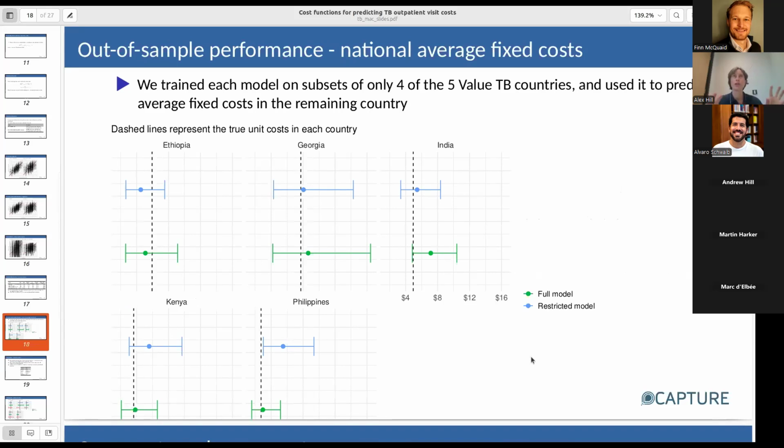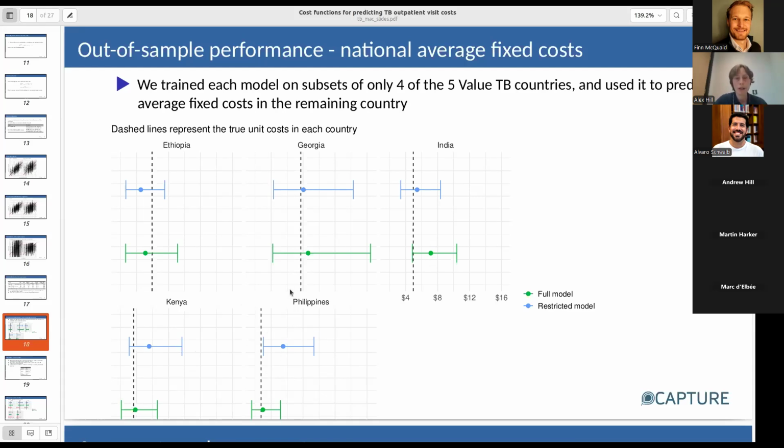So again, the question is, can these models extrapolate to new settings? So I wanted to see, could they predict costs in entirely new countries that weren't used in their training data? So for this, I trained models on subsets of the countries, so only 4 out of the 5 value TB countries, and then used it to predict average fixed costs in the country that was excluded from training data. And you can see it's done very well in Ethiopia, Georgia, pretty well in India, Kenya. The only one that hasn't done so well is the restricted model in the Philippines.